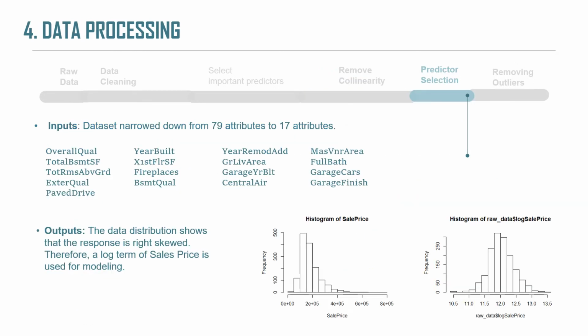After selecting important predictors and removing predictors that are highly correlated, the dataset was narrowed down from 79 predictors to 17 predictors. These predictors include the overall quality, the year built, the basement size, etc. During data understanding, we understand that the data distribution for sales price is right skew. As sale price is the output, which is the response, therefore the data for the sales price had to be converted to a log term before it could be used in modeling.